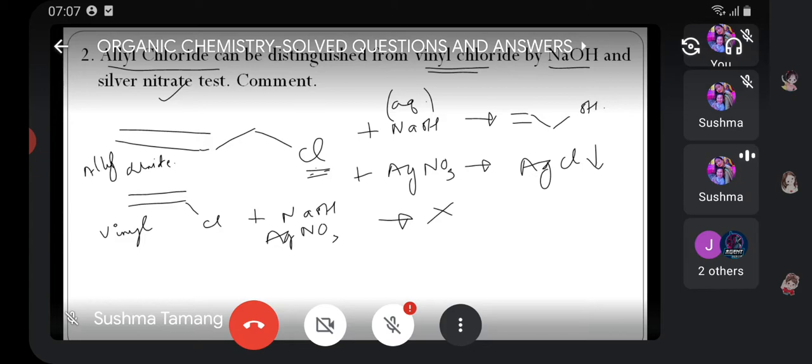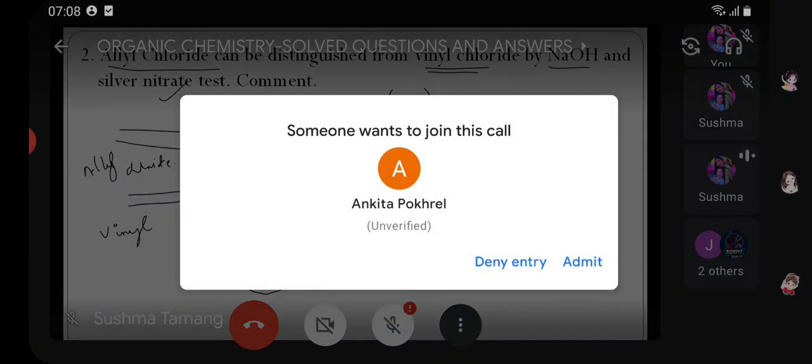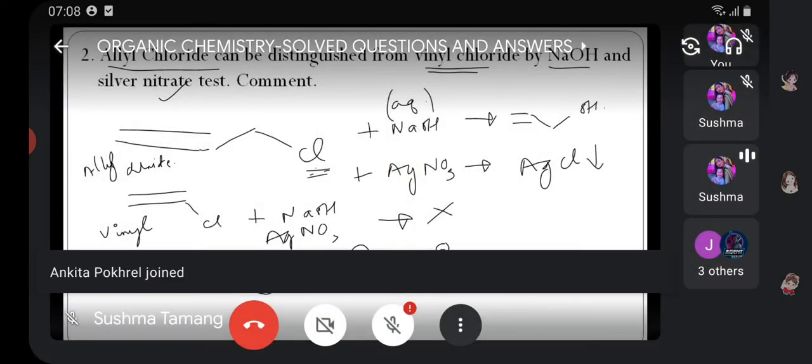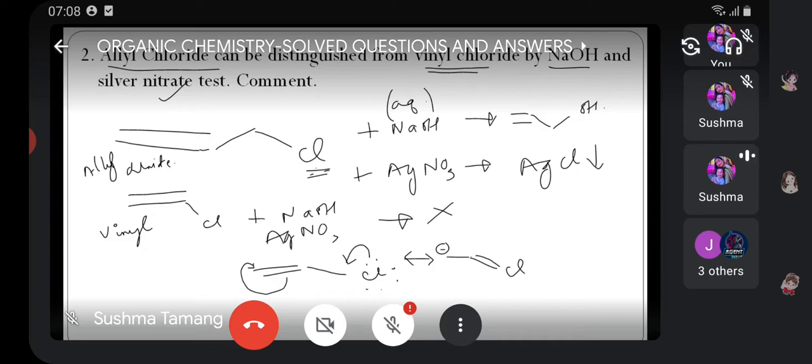Now the question arises: why does vinyl chloride not give any reaction? The answer is very simple. In vinyl chloride, you know very well that Cl has a lone pair, right? Now what does it do? This lone pair forms a bond here, and the double bond shifts. So what you get is a single bond here, a negative charge here, and between Cl and carbon there will be a double bond.